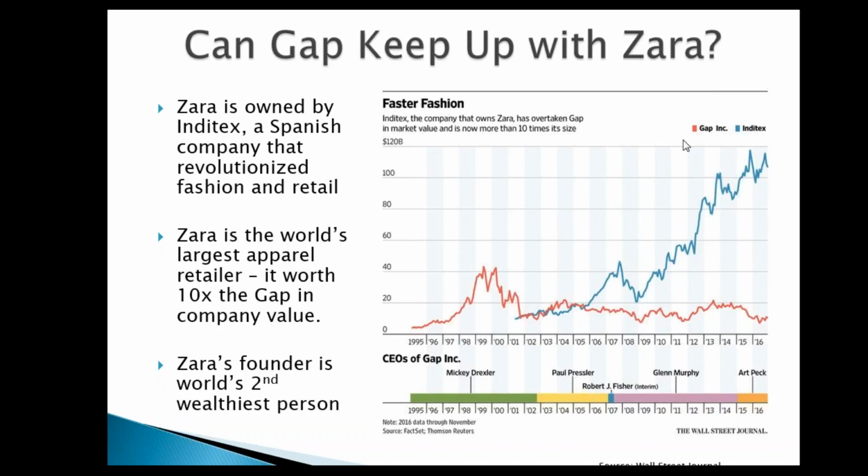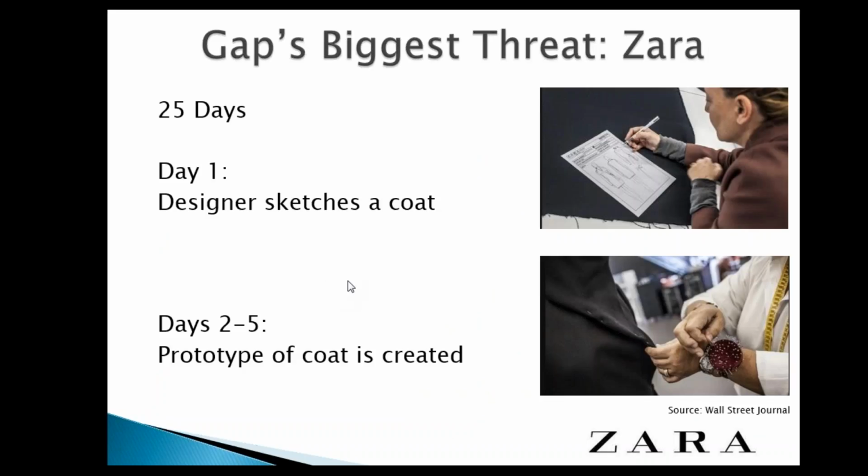And so therefore, when somebody says Zara is on trend, well, let's say tomorrow vests are the biggest thing, right? Let's take an example. This was in the Wall Street Journal recently. For Zara, it takes 25 days to take a garment from concept to in the store. The Gap may be lucky if it has 6 months. So right then and there, Zara can respond to trends so much faster.